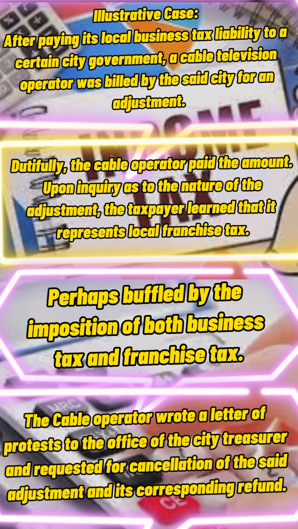Although they are both local taxes, the business tax is for business, while the franchise tax is the tax on the privilege to have the franchise in the locality. So this imposition is an example of indirect double taxation. So let us move on with the sources of tax laws.